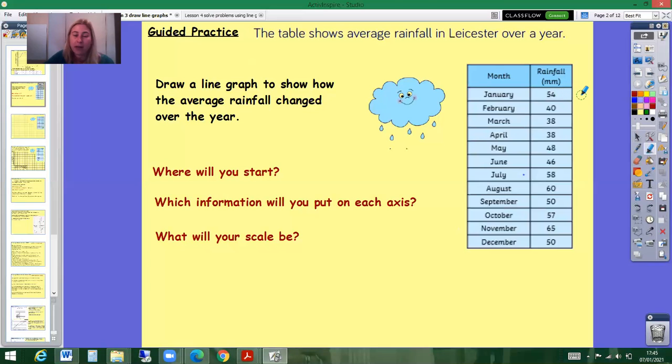And you can think about the size of the scale compared to the number of squares that you've got on your page. So if we just scan down here, look for the biggest number, we've got 60 there, but I can see 65 is there, and that is the greatest one. So now I need to go to my squares. I know I'm going to have the months on the x-axis and the rainfall on the y-axis, and I know I need to count up to 65.